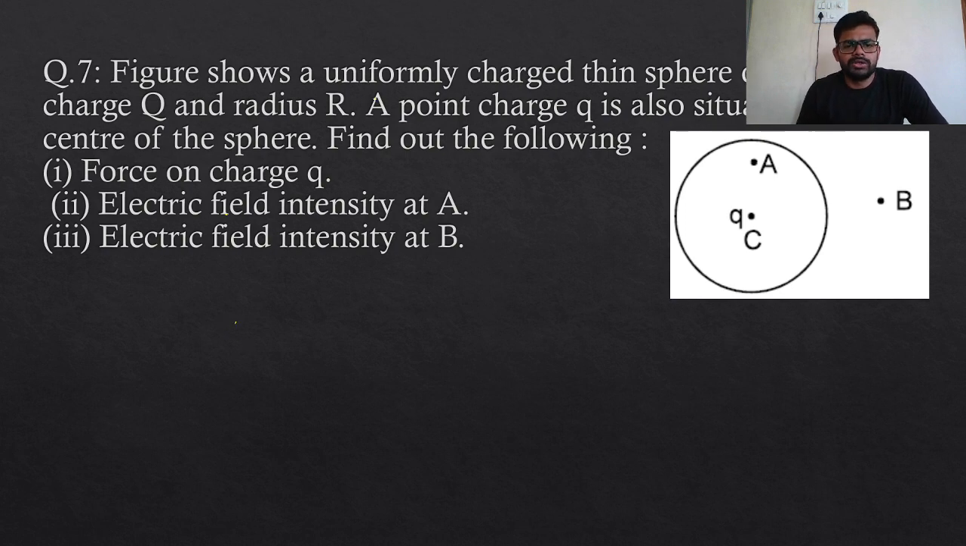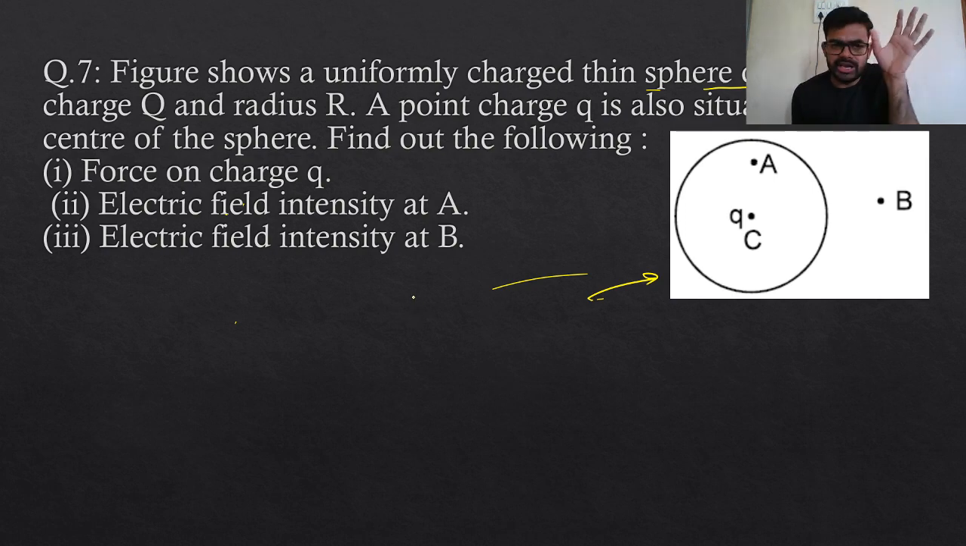A figure is shown of a uniformly charged thin sphere, of total charge q and radius r. Thin sphere means it is a shell. If only sphere is written, then we consider a solid sphere, but it is written thin sphere. Its walls are thin, meaning it is just a shell. A point charge q is also situated at the center of the sphere. Find the following.